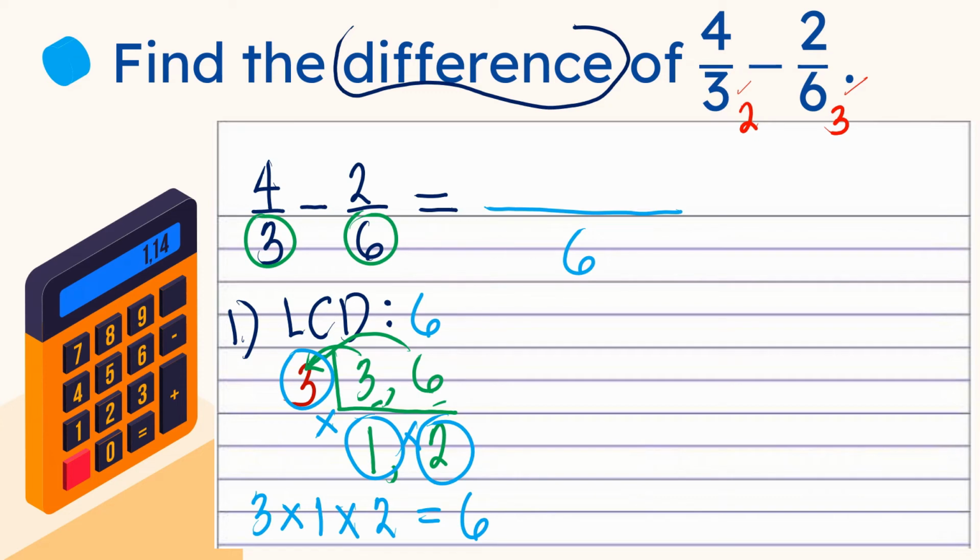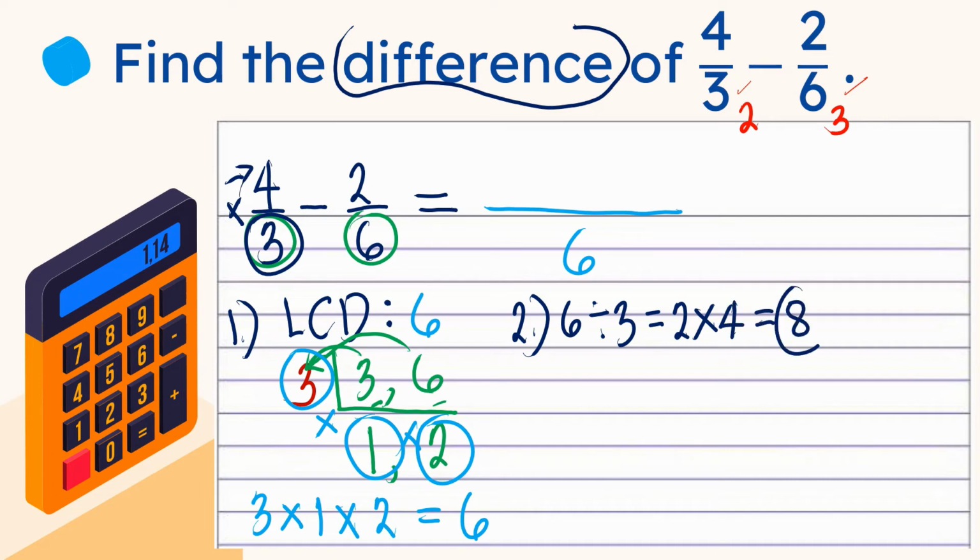Anong sabi sa step number 2? For step number 2, what we're going to do is, yung LCD daw natin na 6, i-divide daw natin doon sa 3, okay, this one, and then, anong sagot natin? 2. And then, i-times natin doon sa 4. Okay? So, times 4, this is equal to 8. Yan ngayon yung ilalagay natin dito sa taas. Then, copy the operation minus.